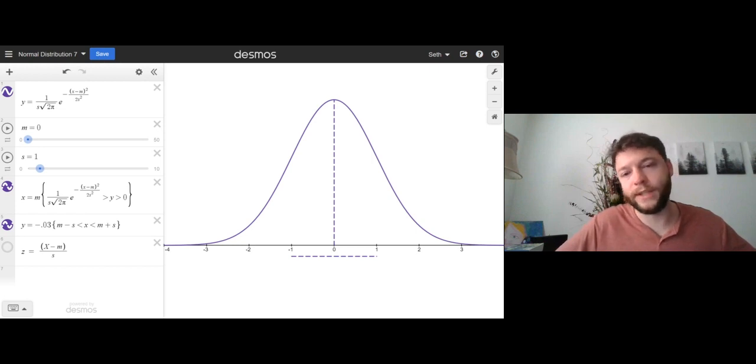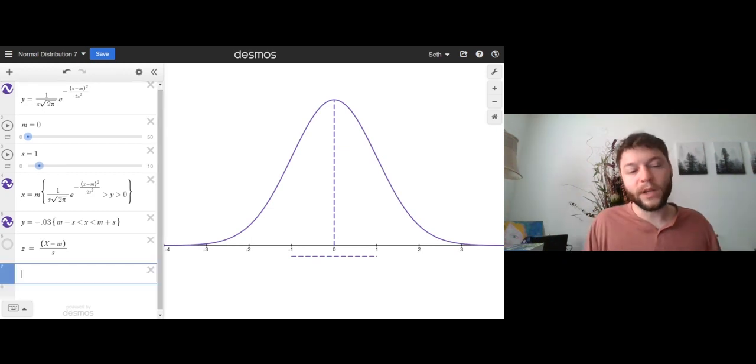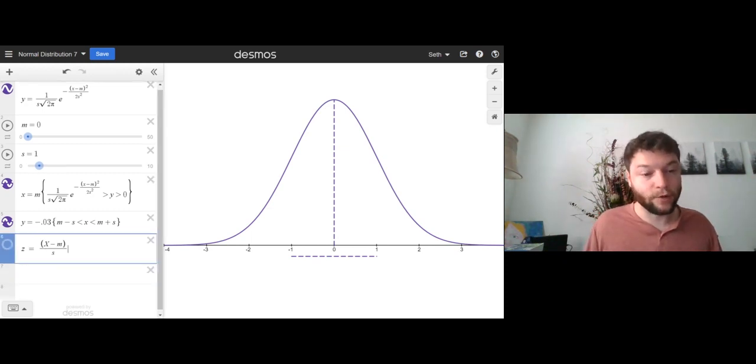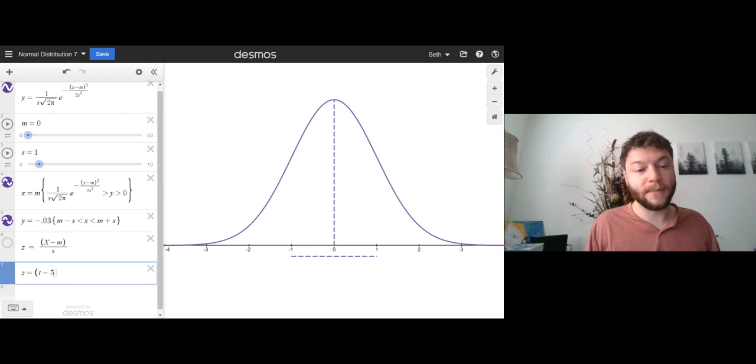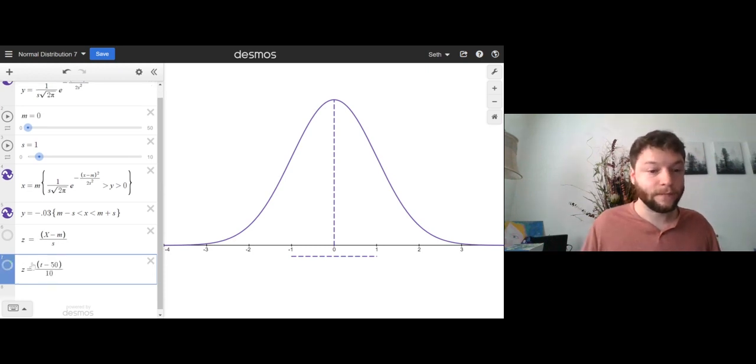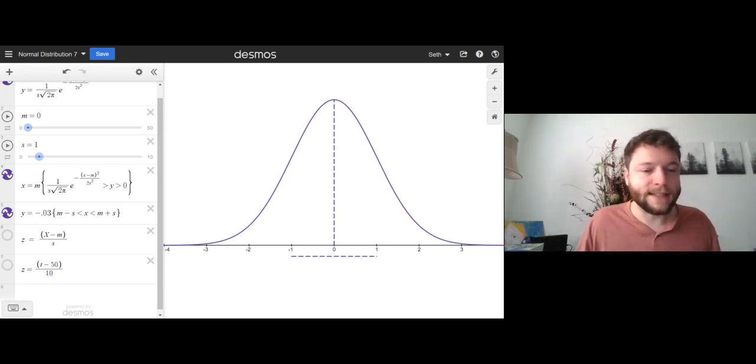What sort of transformation could we do similar to what we did to get here? One way we could approach this is using a modified version of this formula. We could say z is equal to a t-score minus 50 divided by 10. What we're doing is we're trading out t for x, and then we're plugging in the mean that we want and the standard deviation that we want. This formula basically says if the distribution had a mean of 50 and a standard deviation of 10, what score would a particular z-score correspond to?